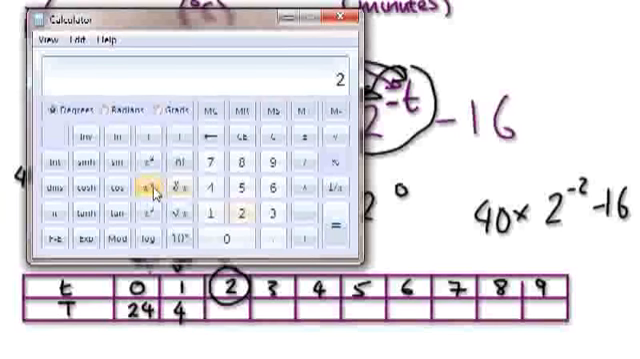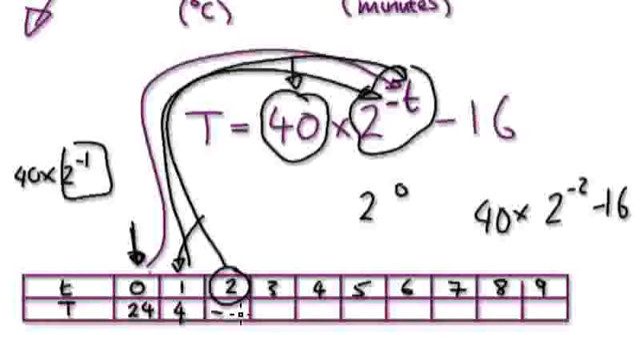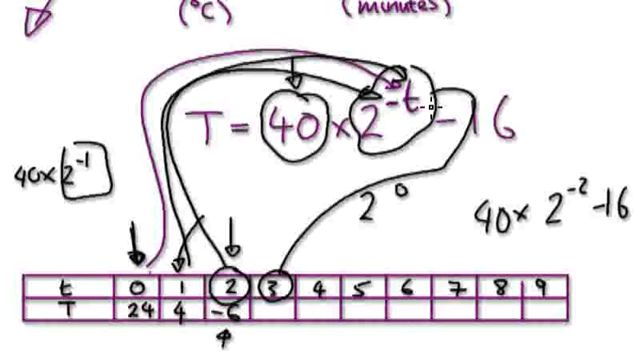So it's 2 to the power of minus 2 equals a quarter, and then times 40, equals this, and then take away 16. Take away 16 equals this, equals minus 6. So 2 minutes after you put the chicken into the freezer, the temperature will be minus 6.